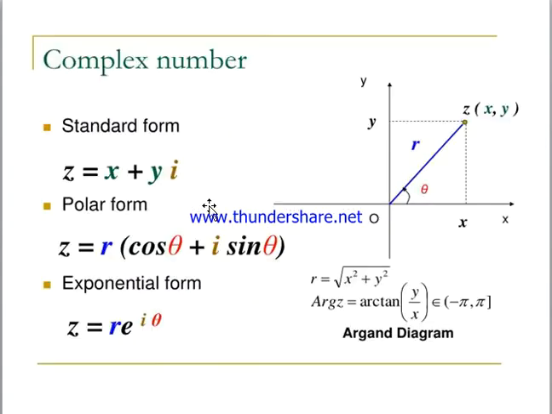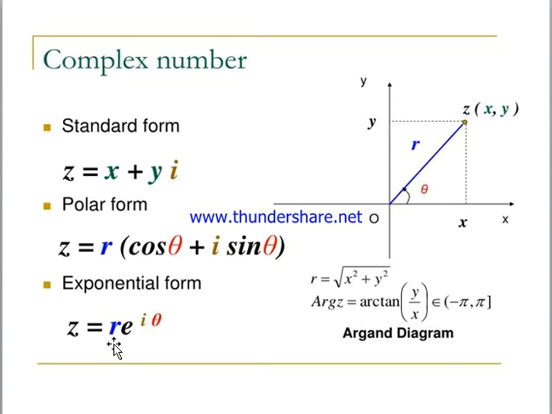Now the polar form of a complex number. By using z is equal to x plus iy, we substitute x is equal to r cos theta and y is equal to r sin theta. Then we get z is equal to r times cos theta plus i sin theta. Here cos theta plus i sin theta is equal to e power i theta. So we can write z is equal to r e power i theta.